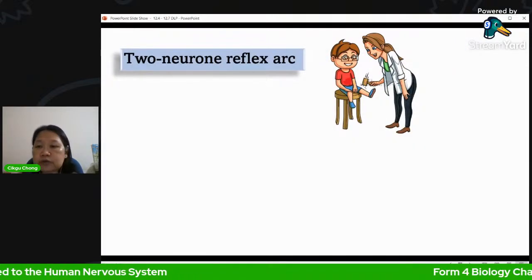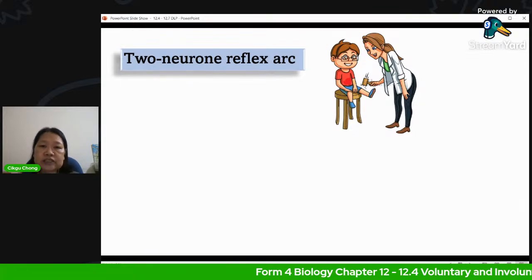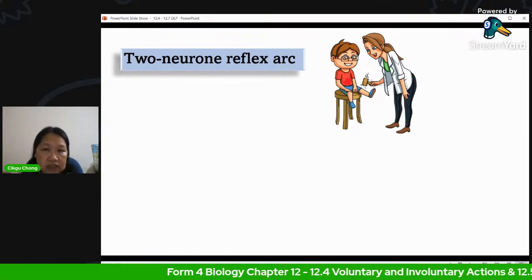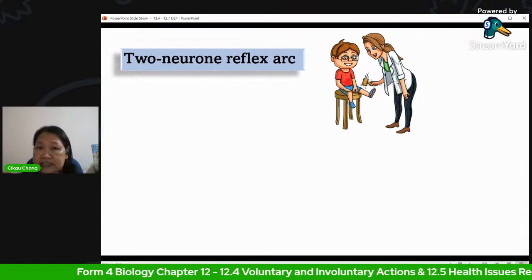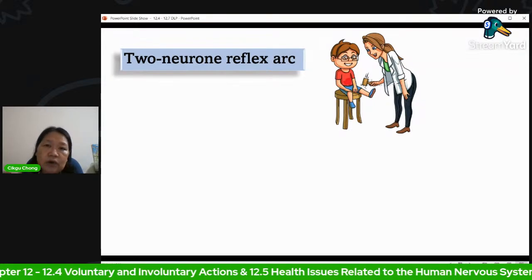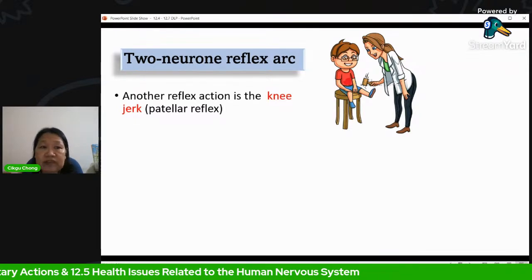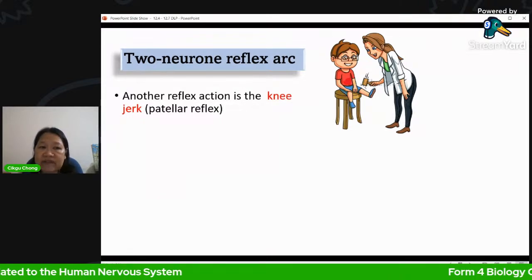Now, what about the two-neuron reflex arc? This is only one example, which is the knee-jerk reflex. Knee-jerk reflex, a two-neuron reflex arc. It only has two neurons. Which is the missing one? An example of a two-neuron reflex arc is the reaction called the knee-jerk reflex, or we call it the patellar reflex.